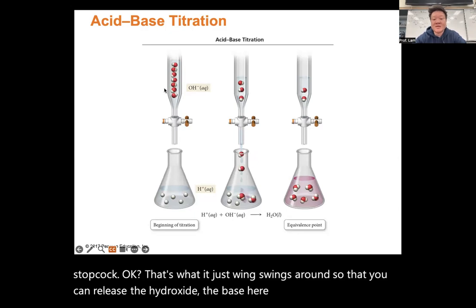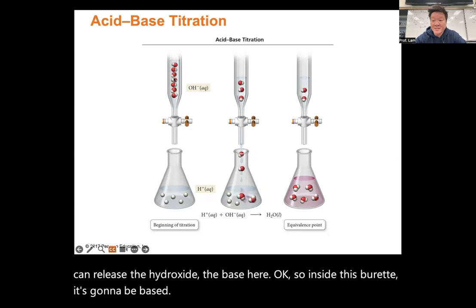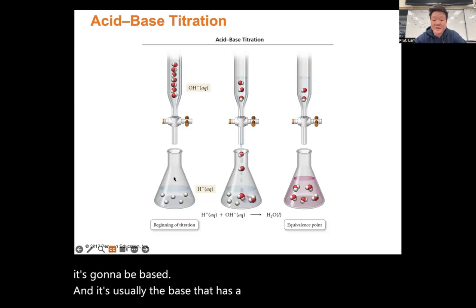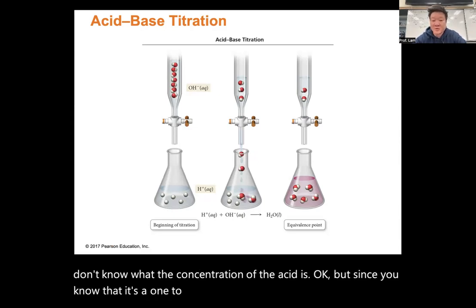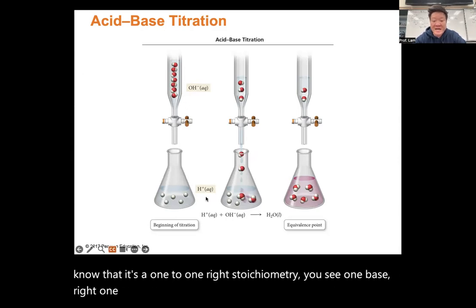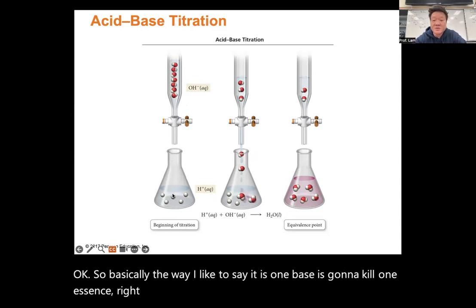Okay, so inside this burette, it's going to be base, and it's usually the base that has a known concentration, and you don't know what the concentration of the acid is. Okay, but since you know that it's a one-to-one stoichiometry, you see one hydroxide will react with one acid, H+, to form water. So basically the way I like to say it is one base is going to kill one acid, right? So it's a one-to-one ratio.